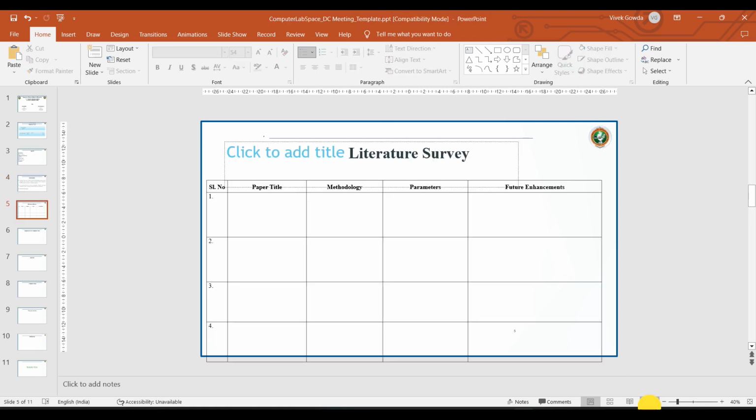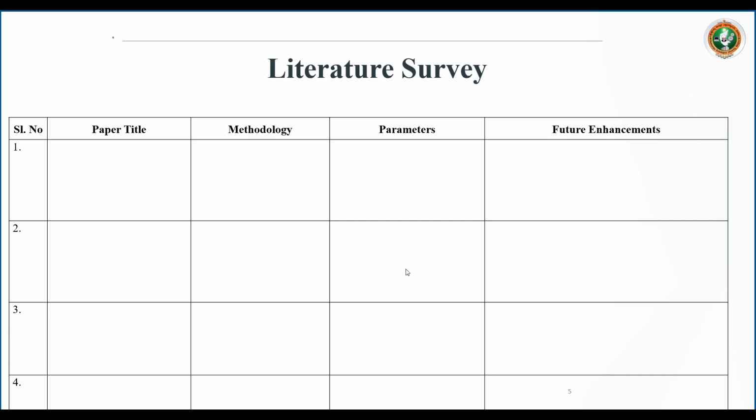Then come to the literature survey. Many of them will have a doubt about what needs to be put in the literature survey. In the literature survey, you need to put the recent reference papers. For example, if we are in 23, you need to refer to the papers of 22, 21, 19, 18, maximum 17, not below that. The recent 5 or 6 years of papers you need to refer to and put in the literature survey.